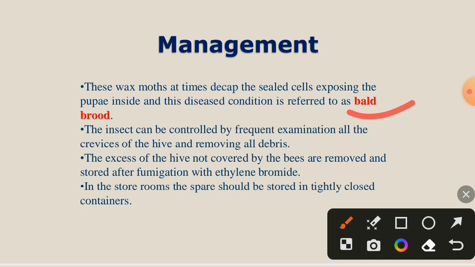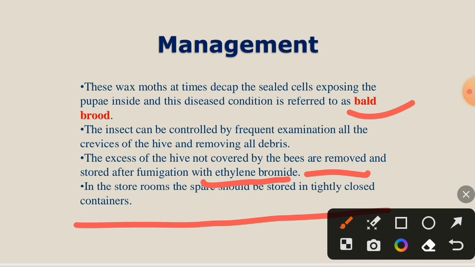The excess of the hive not covered by the bees are removed and stored under fumigation with ethylene bromide. So this insect mainly damages the colonies which are having less population. So if more frames are present in the box and the population is less, in such condition we have to remove the excess of frames, excess comb foundation sheets, and we have to sterilize it with ethylene bromide, and then we have to keep it inside tightly closed airtight containers.